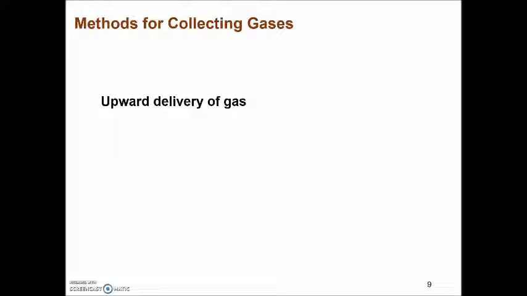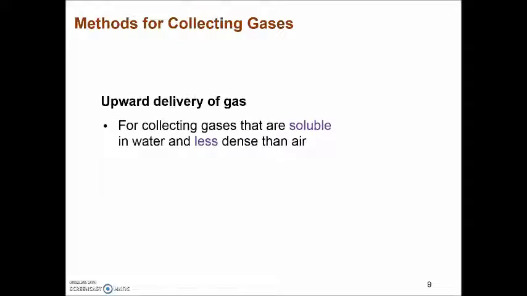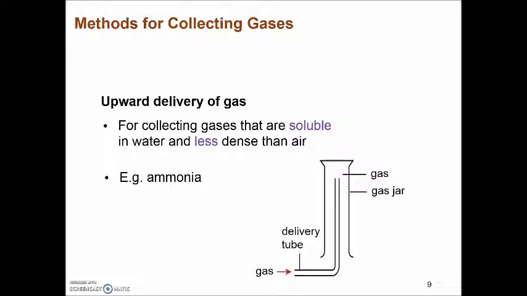For gases that are less dense than air, we do the reverse. For example, ammonia. So we are looking at an inverted gas jar. So we bubble the gas upwards, and as the gas is less dense than air, it will not sink downwards from the gas jar, but it will remain in the top of the gas jar, as it will in a sense float on the top of the air surrounding it.